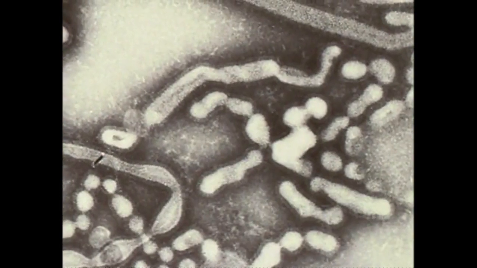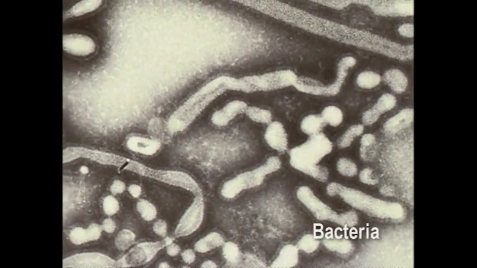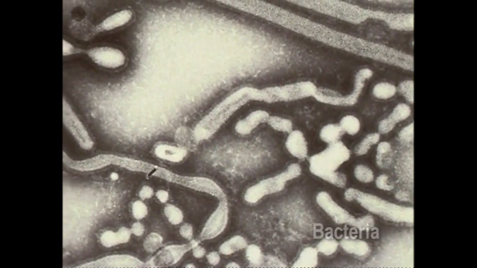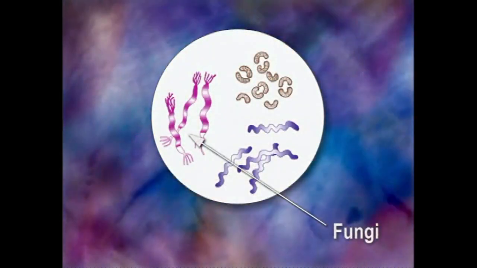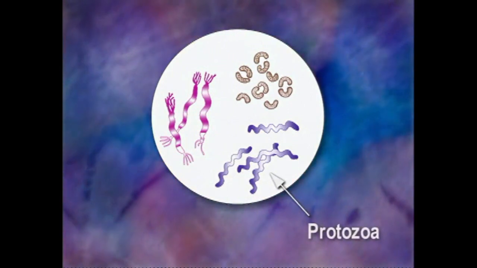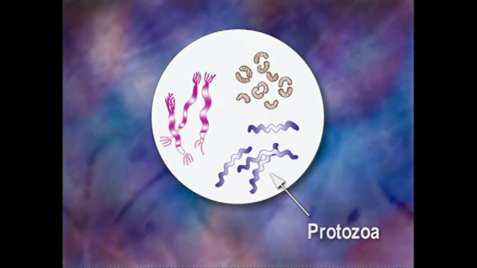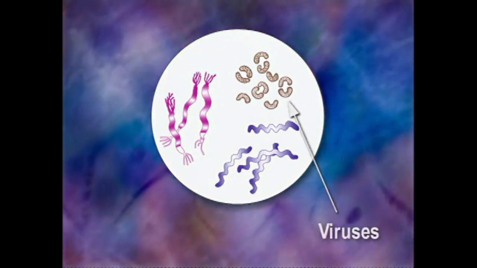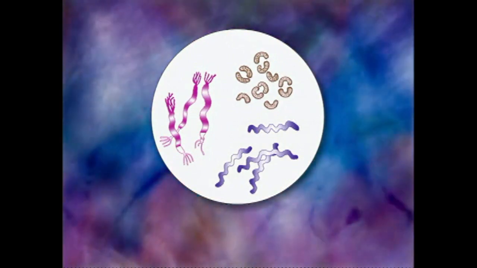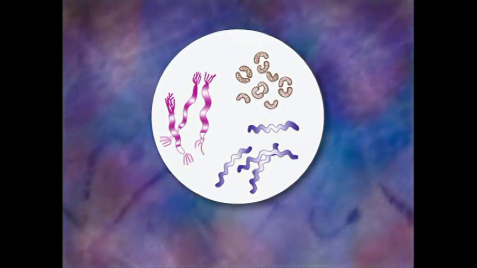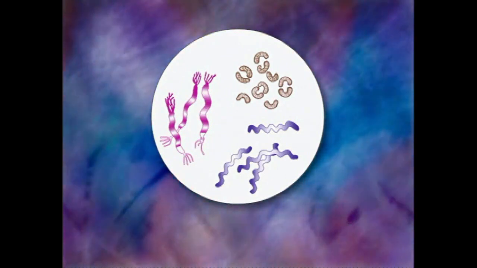Germs, or microorganisms, are living plants or animals so small they can only be seen through a microscope. Examples include bacteria, which can cause illnesses like strep throat and staph infections, fungi, which create yeast infections and athlete's foot, protozoa, which can cause diarrhea, and viruses, which spread infections like colds, HIV, and hepatitis. Viruses are very small organisms that can be particularly difficult to kill.